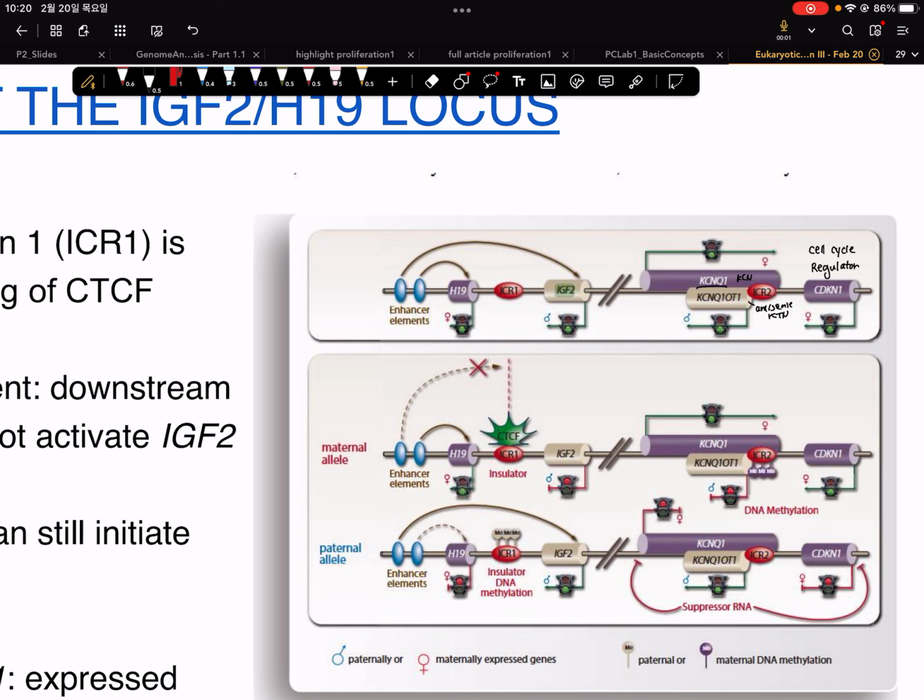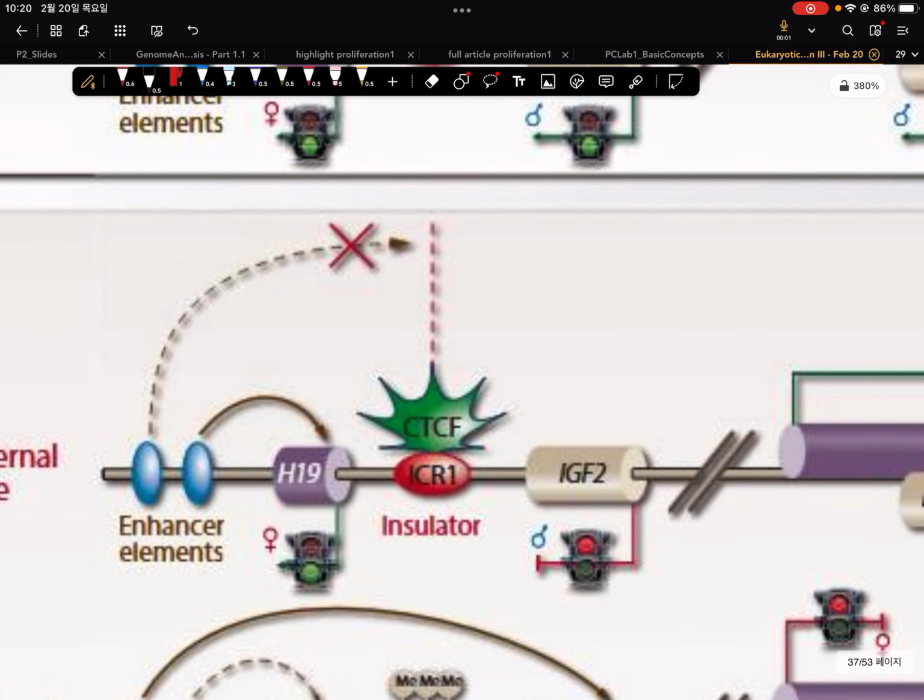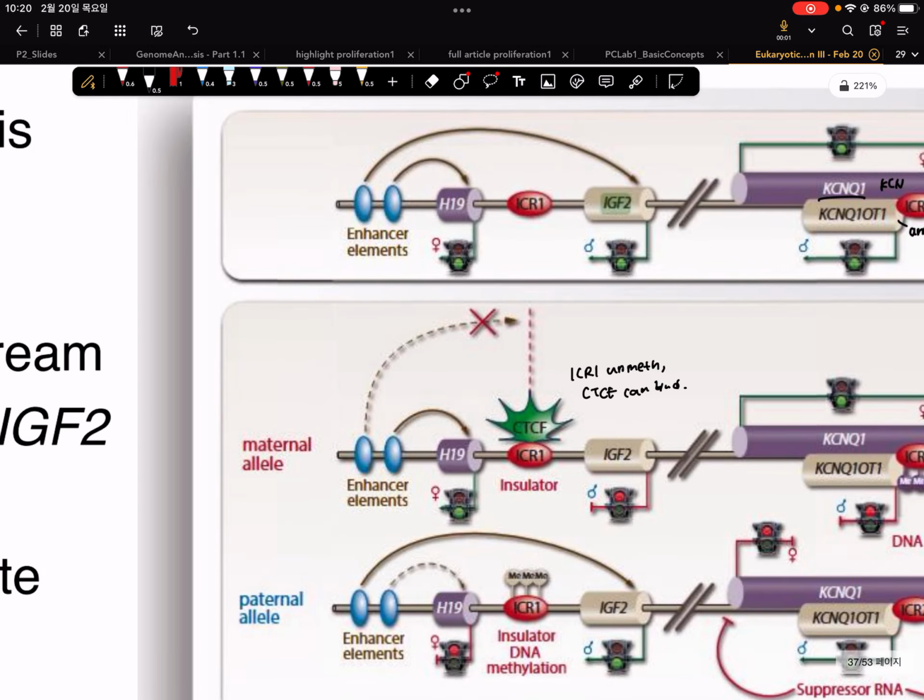On the maternal allele, ICR1 is a boundary element or an insulator element. Those are synonyms. It can be bound by CTCF because it's unmethylated. So ICR1 of the maternal allele is unmethylated, so CTCF can bind here and makes a boundary between the right side and the left side. So in the maternal allele, those things are not connected. They are in different domains and different chromatin loops.